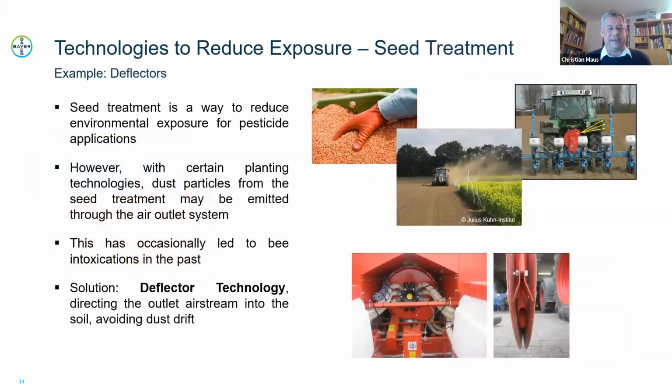Another technology is to reduce the exposure from seed treatment. Seed treatment is as such a kind of smart way to reduce environmental exposure because it is based on seeds being coated with a pesticide, and that goes into the soil where it's at least not affecting organisms like bees. However, there have been cases where abraded dust from the seed treatment has got into the outlet air of the planting machine, and this has been, when it were insecticides, leading to bee intoxications.